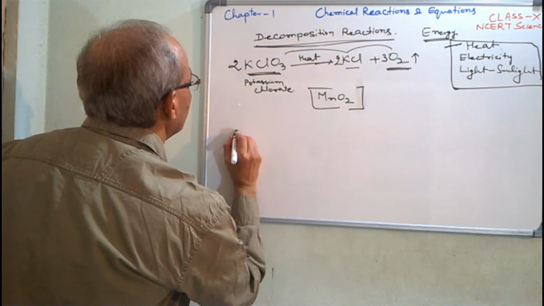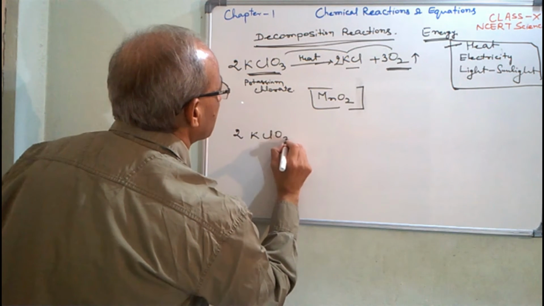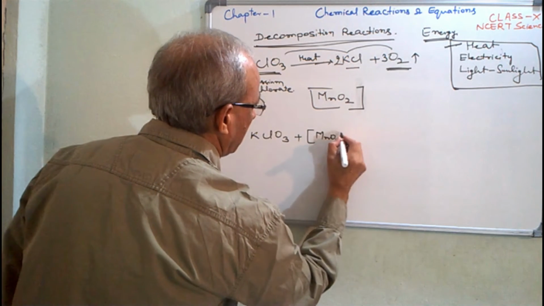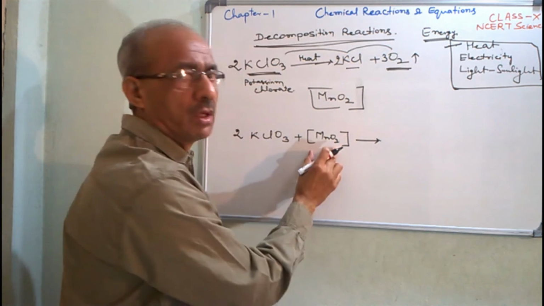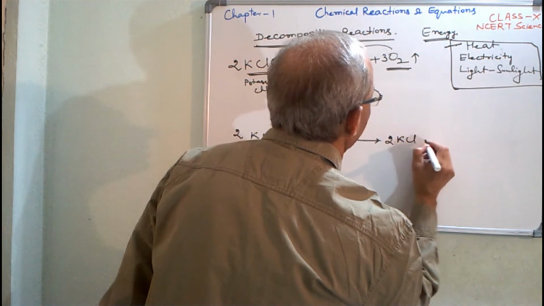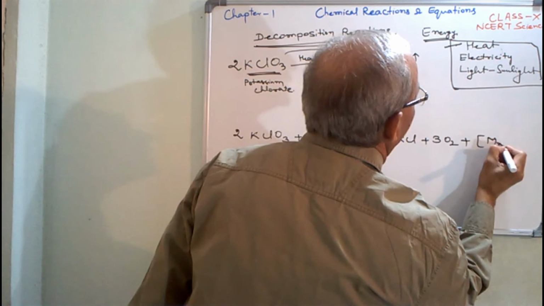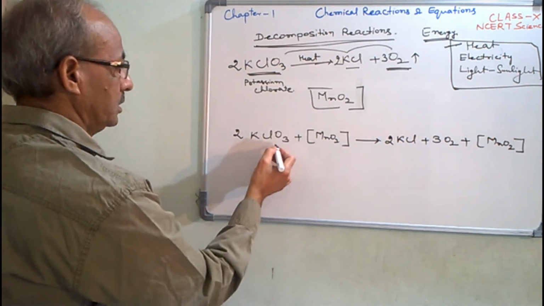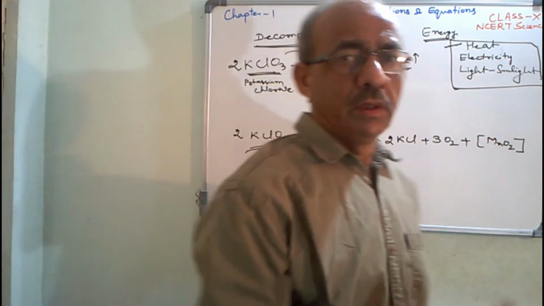Now, finally we will write the overall chemical reaction like this. We will put manganese dioxide, MnO2, in bracket as it is here a catalyst. It does not involve in the chemical reaction. 2 KCl plus 3O2. This is potassium chloride. This is the overall chemical reaction.